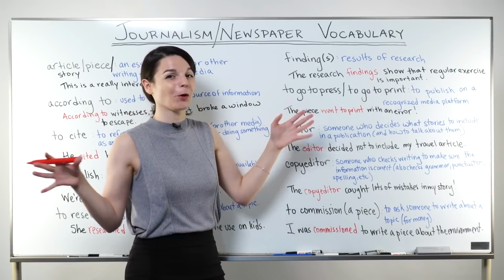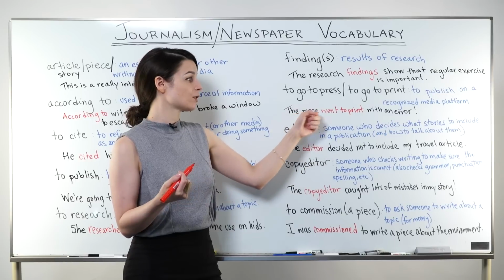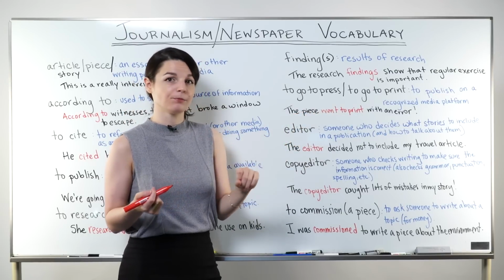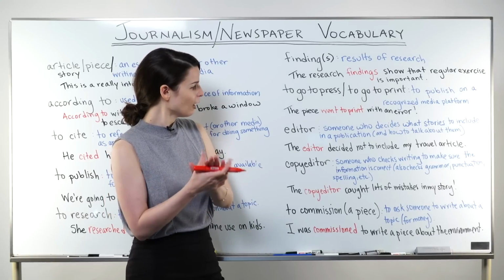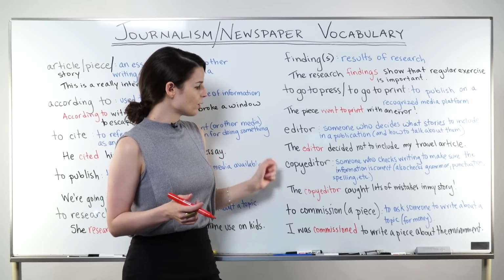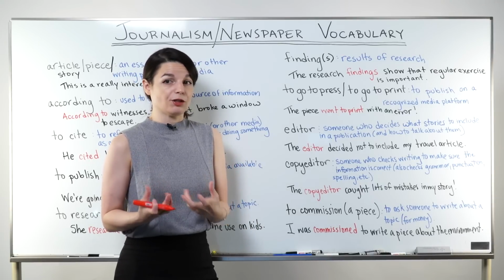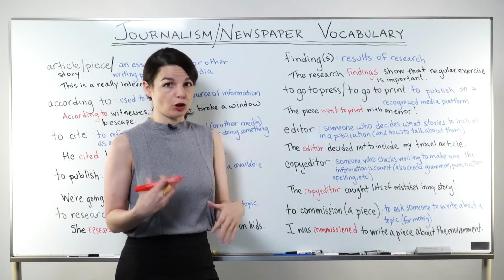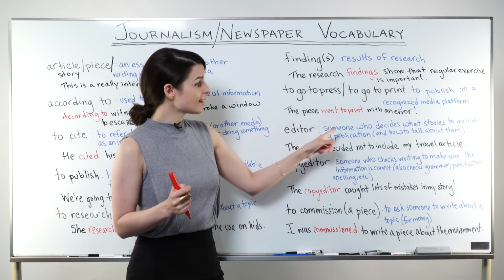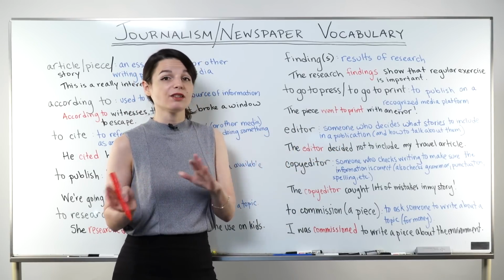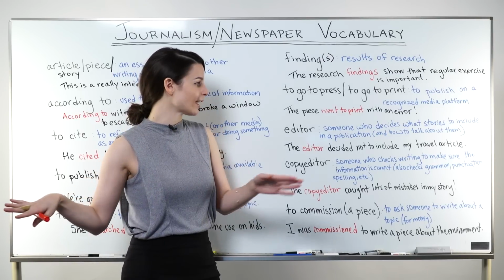This is, of course, a much shorter way to say that. The piece went to print with an error. We could change this, the piece went to press with an error as well. So this went comes from go. Go becomes went here. All right, let's talk about these next two. These next two vocabulary words are about people, roles in journalism and in article and in story production. So the first one is editor. An editor is someone who decides what stories to include in a publication and therefore what stories not to include in a publication.